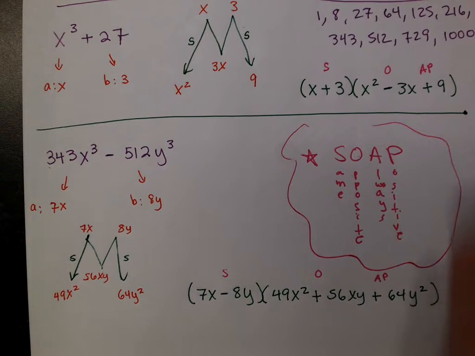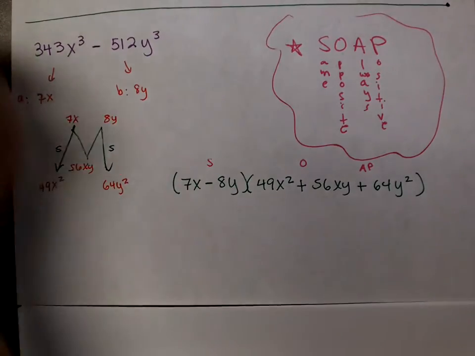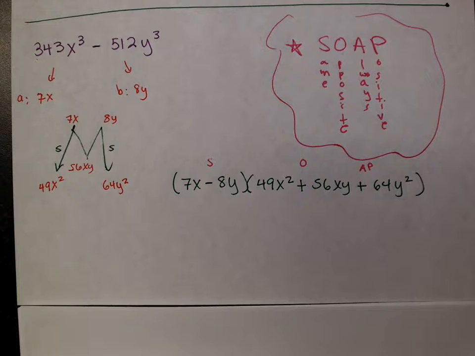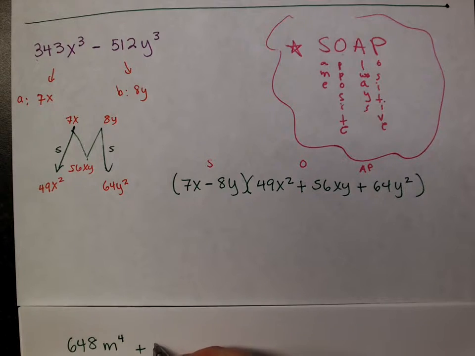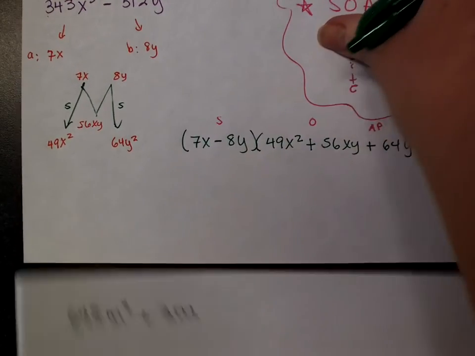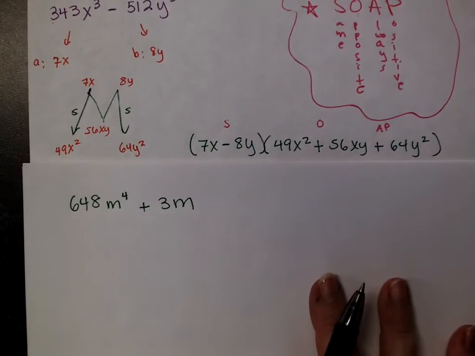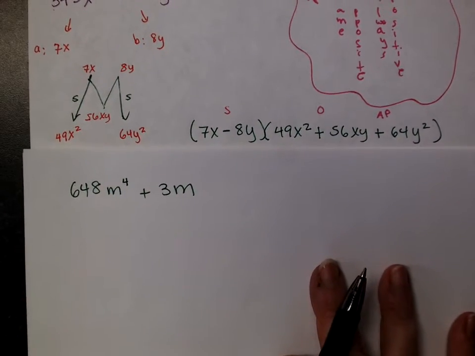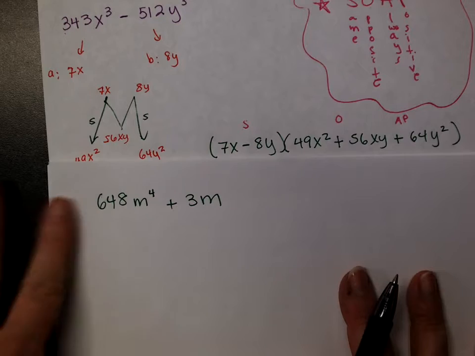I have time to put one more up here. I'll leave that to you guys. This would be 648m to the 4th plus 3m. I'll leave the example up there too.